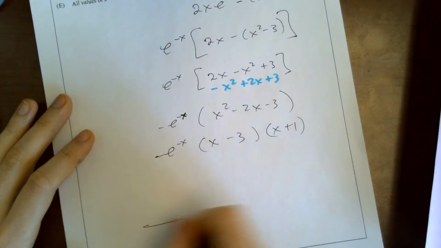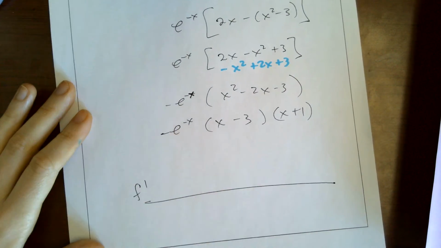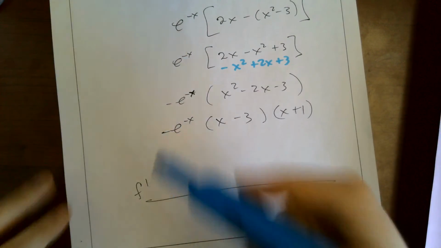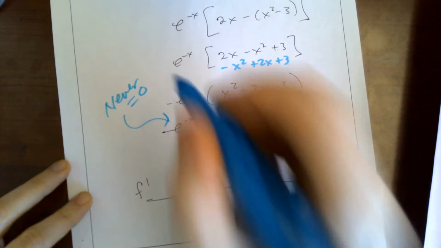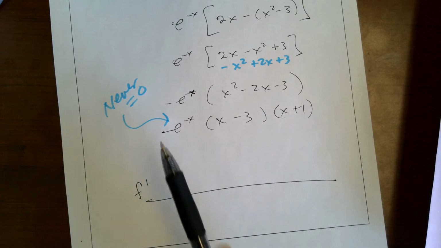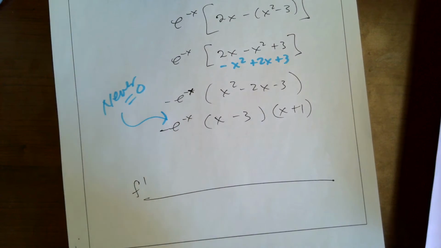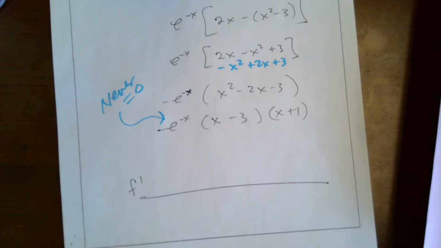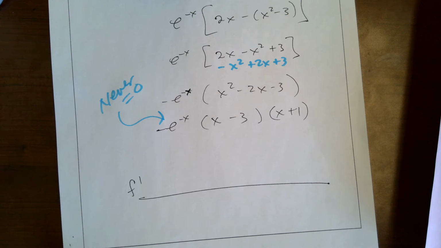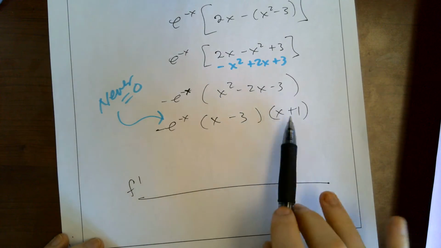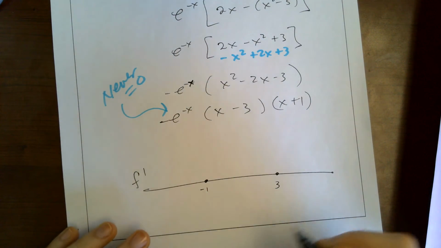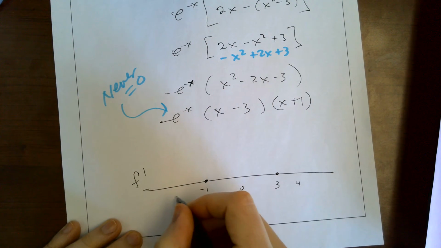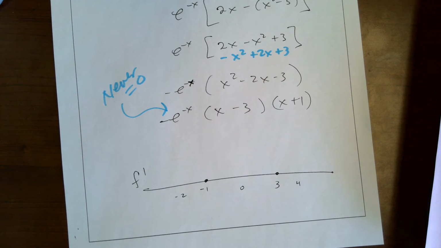Okay, now you go to the number line. This is f prime. Guys, this right here is never equal to 0, all right? You want to set all the factors equal to 0 to find the critical numbers, but this one is never 0. E to any number, whether it's positive or negative, is not going to give you 0. So my only zeros are going to come from these factors: negative 1 and 3. I'll plug in 0, I'll plug in 4, I'll plug in negative 2.